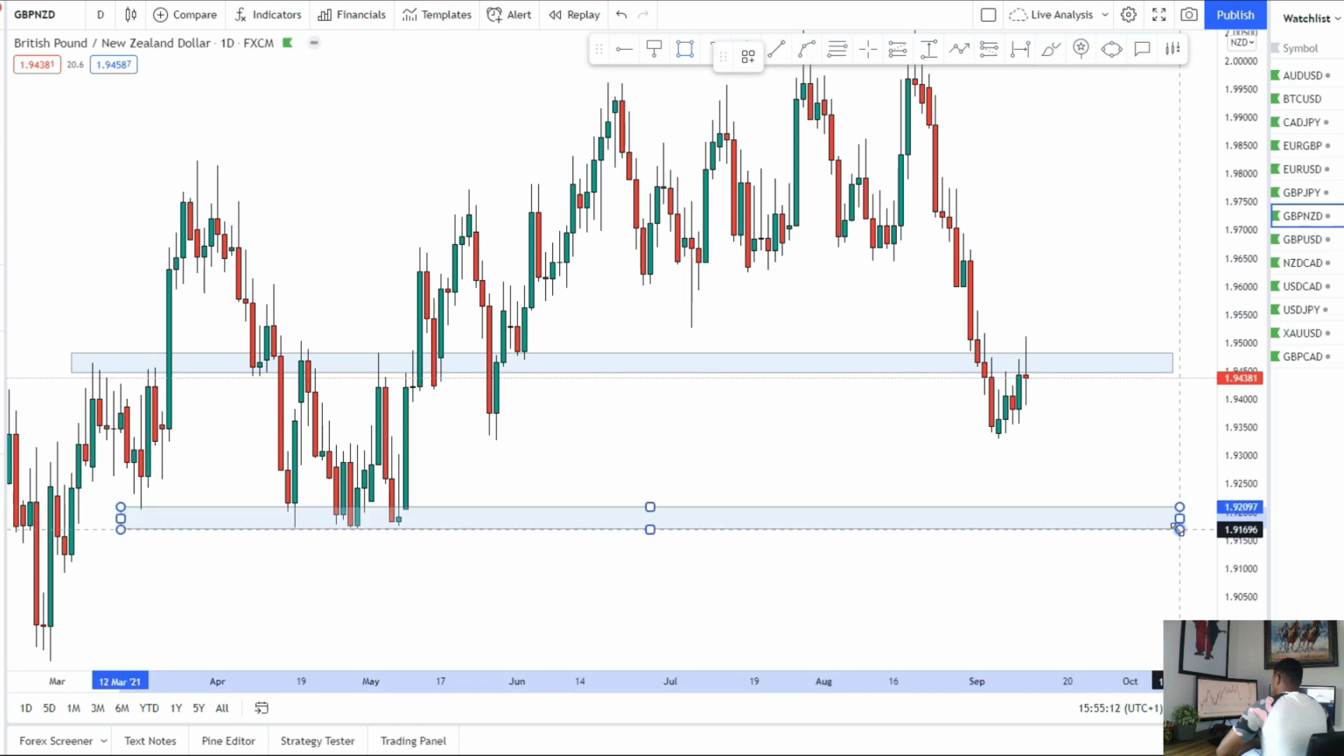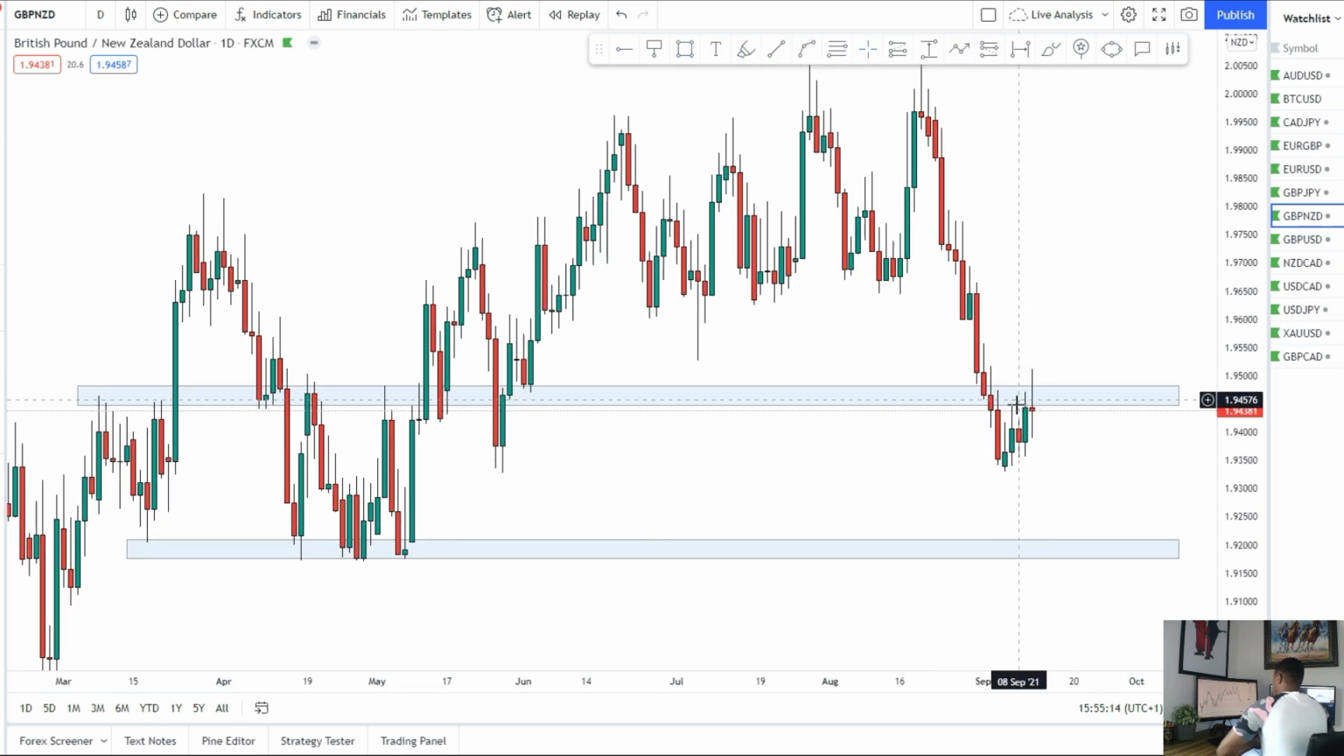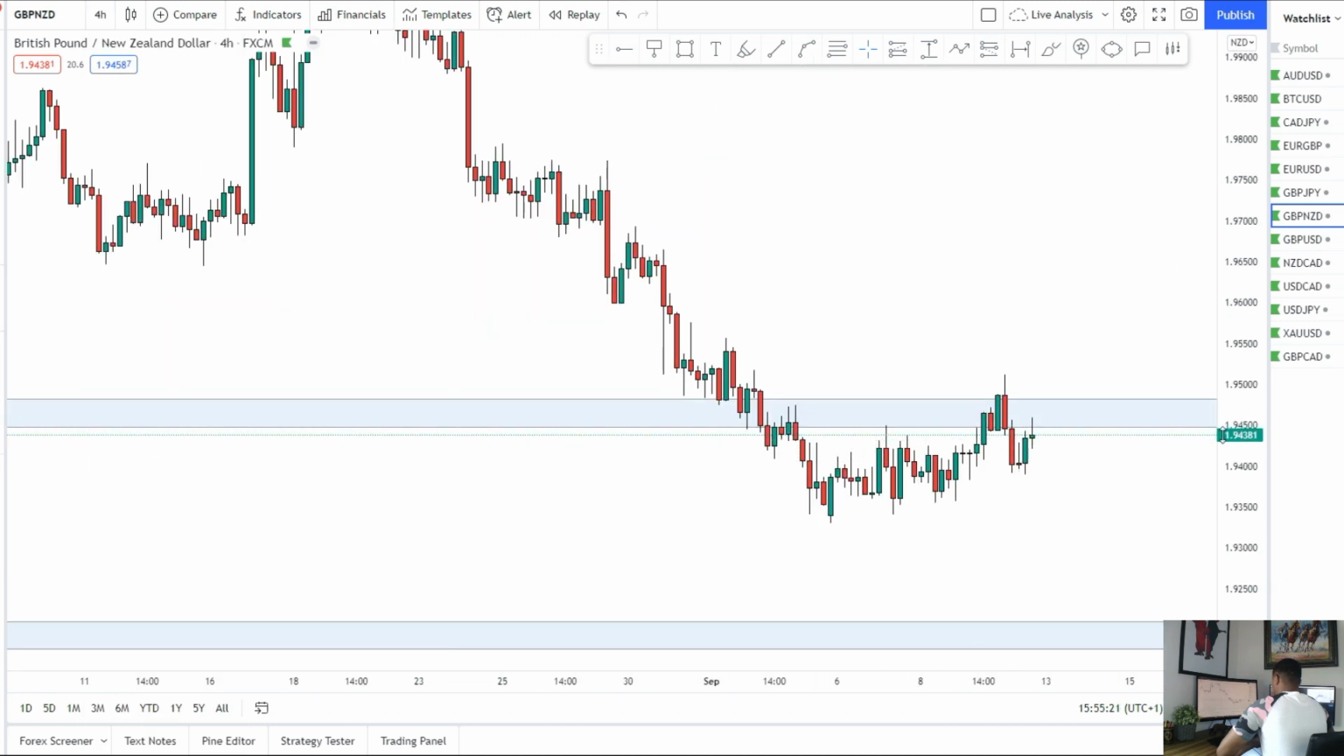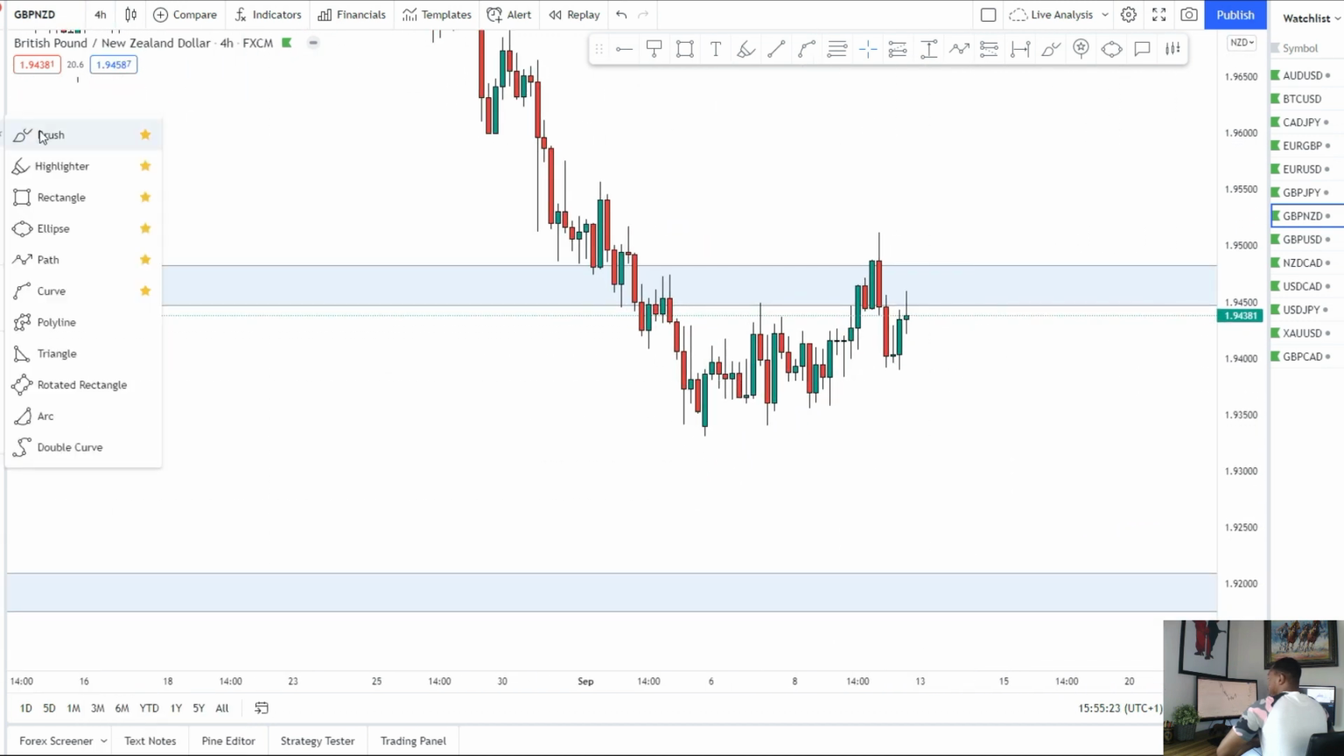And I said price potentially could see a move back down to the support if we can hold this as resistance. So far it is doing exactly that, it's holding this as resistance. So if that does hold intact, then I can see some more downside for pound NZD.